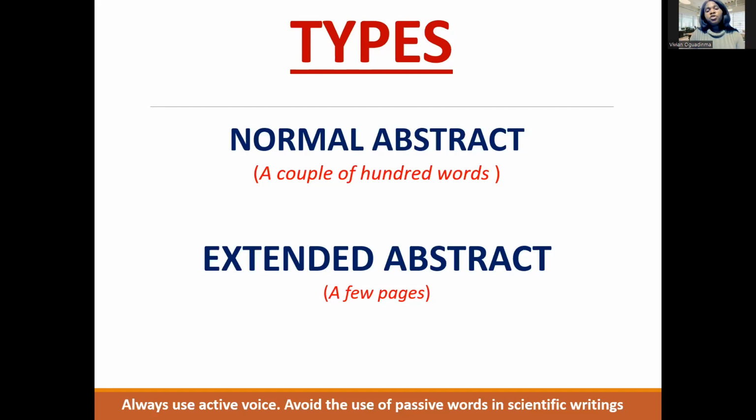For a normal abstract, it's just a couple of hundred words, maybe 150 to a maximum of 350 or 400 words, depending on the conference, the journal, or the association to which you are submitting your abstract. For an extended abstract, it can be long, maybe a couple of pages, between 2 and 6 pages, also depending on where you're submitting your abstract.